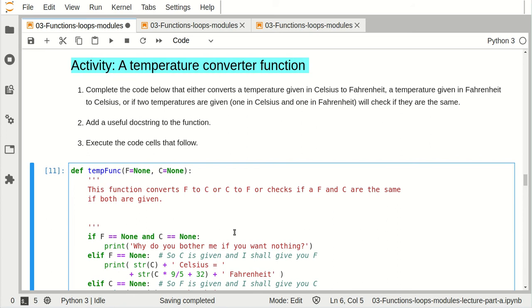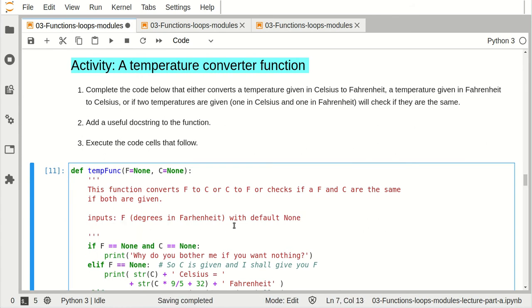You can make, like, what do you think is useful? I think, some things are like, inputs. You might say something about like F, the degrees in Fahrenheit, with default none. And then maybe C, degrees in Celsius, and again, with default none. Like, you could write more. It's just, think about what a useful docstring would be. If somebody else was reading your code or you were looking at it later, that would just be useful for you to know. So I'm not going to continue to do it. I think that's something for you to think about. What would be a useful docstring?